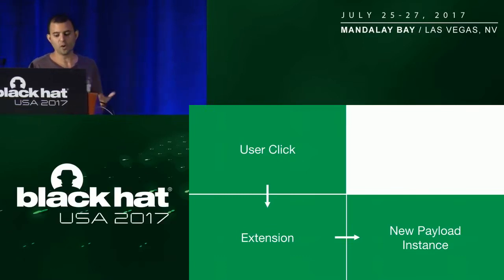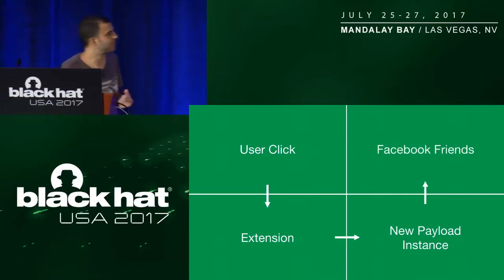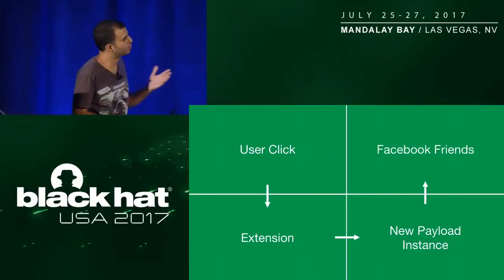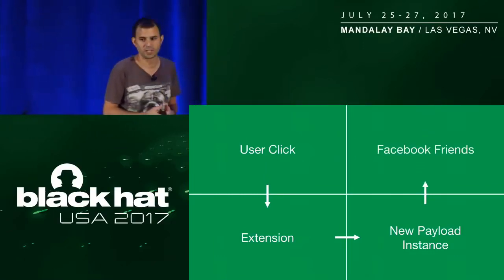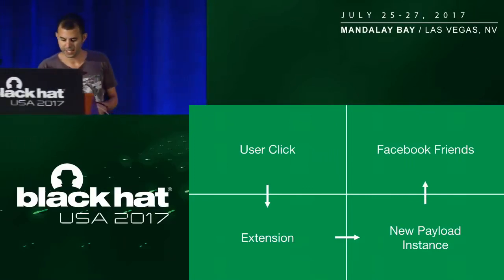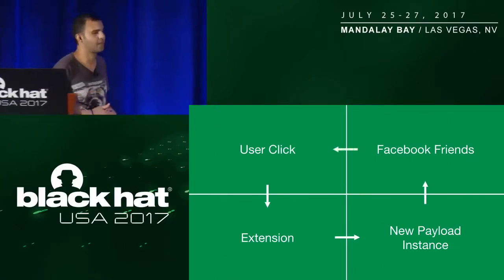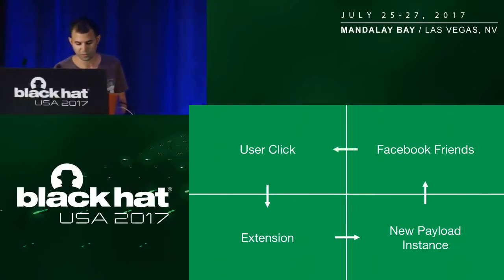Then it always takes the URL of the newly created payload instance and sends it somehow to all Facebook friends of the victim. It can be with messages or notifications. As we saw before, one of the victim's friends clicks, and then the whole thing runs over and over again.